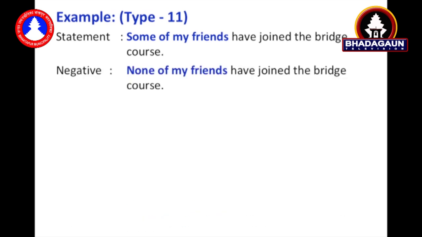None of my friends have joined the bridge course. Now here, some is changed into none, not no. And the structure of the noun phrase is a little different from the previous type of example. So its negative is none of my friends have joined the bridge course. None is negative itself, so not is not added next to the auxiliary have here.